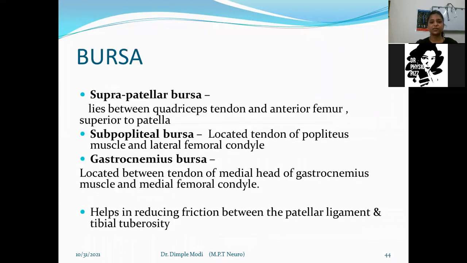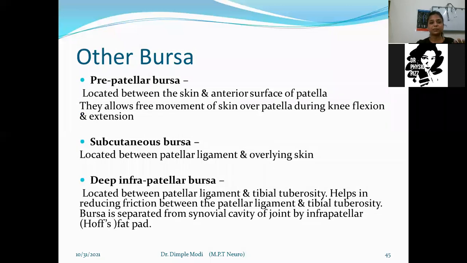So there are a lot of bursae which surround the knee joint, which help in prevention of injury. The three most important bursae are the suprapatellar bursa, subpopliteal bursa, and the gastrocnemius bursa, which reduces the friction between the patellar ligament and the tibial tuberosity. Other bursae are the prepatellar bursa, subcutaneous bursa, and the deep infrapatellar bursa.